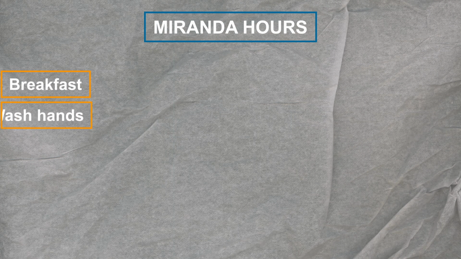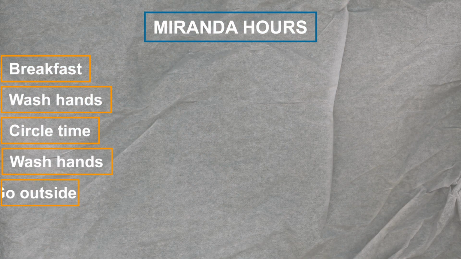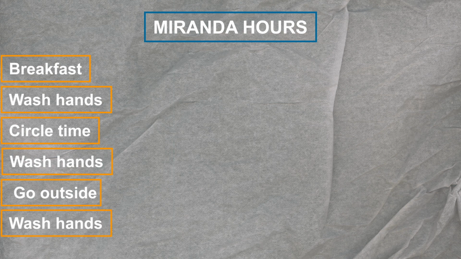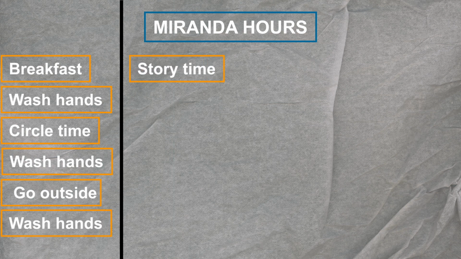After that first hour, we have breakfast. After breakfast, the students will wash their hands, and then we will have circle time. After circle time, we will get up and we will dance a little bit. After dancing a little bit, we will wash our hands, go outside. After going outside, we come back in, wash our hands. I will do story time. After story time, we get ready for lunch. After lunch, we have about a 2-hour nap time.